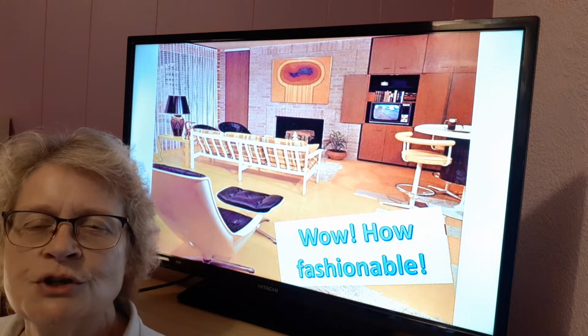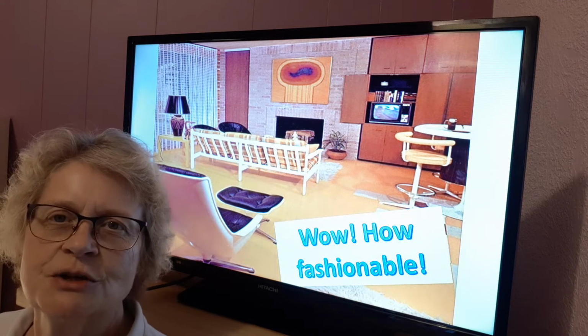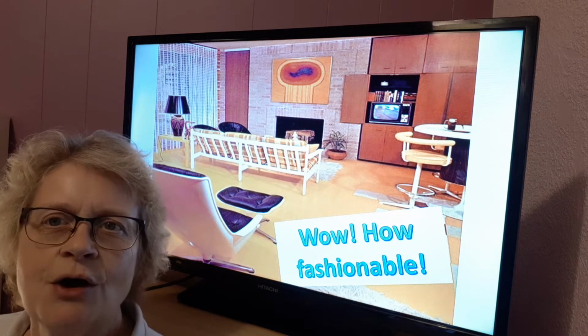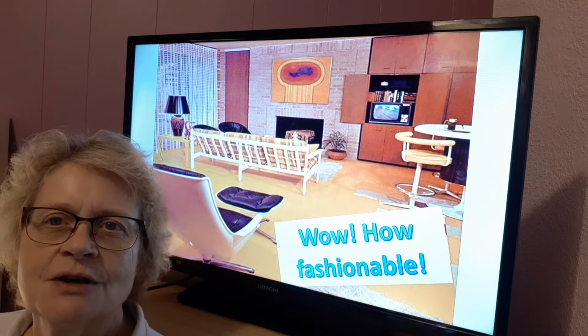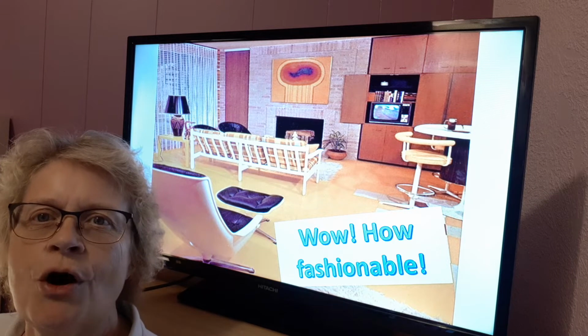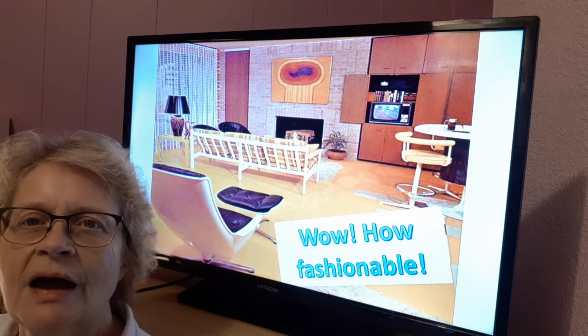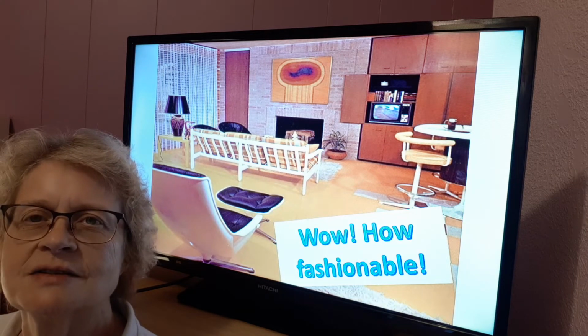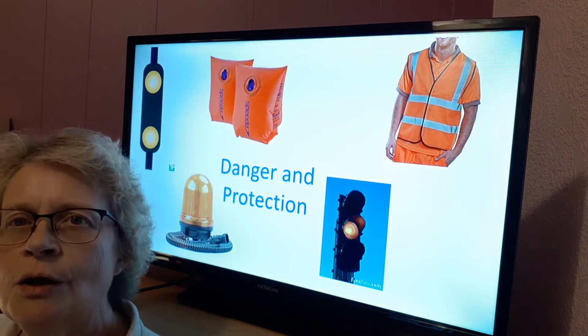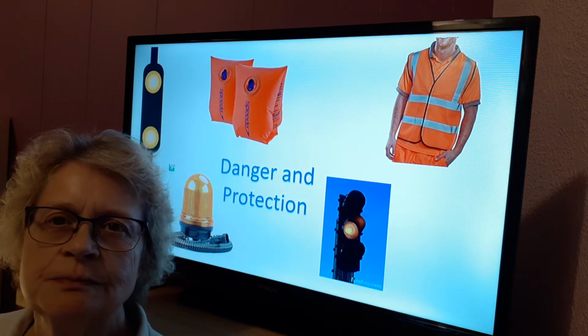And when I was young, when I was perhaps your age, orange was very fashionable as a colour for decorating your houses. And sometimes your living room would have orange curtains and an orange carpet and an orange patterned wallpaper. And it was very fashionable in those days. But orange is often used as a colour that warns.